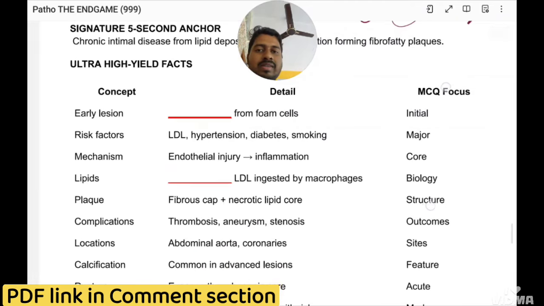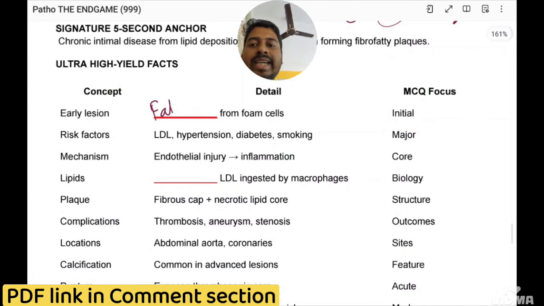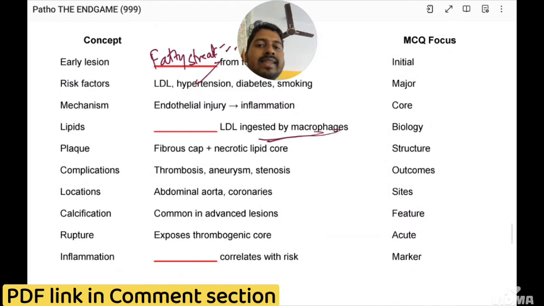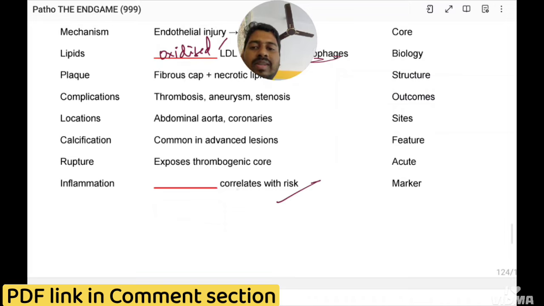Let's go to question solving. The earliest lesion is fatty streak. Dash LDL is ingested by the macrophages: oxidized LDL is ingested. Inflammation dash correlates with risk: it is HSCRP.